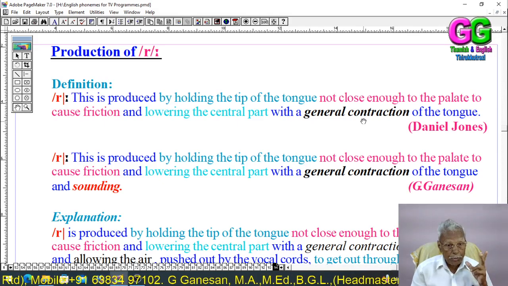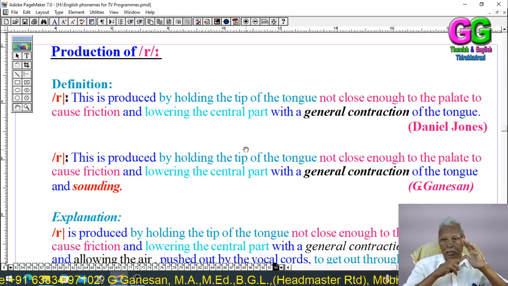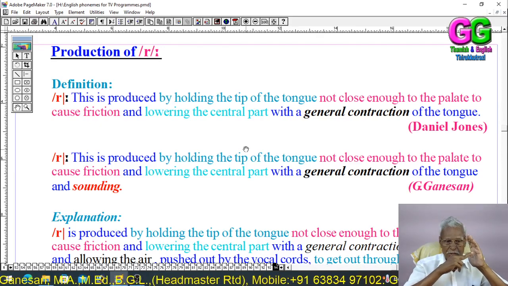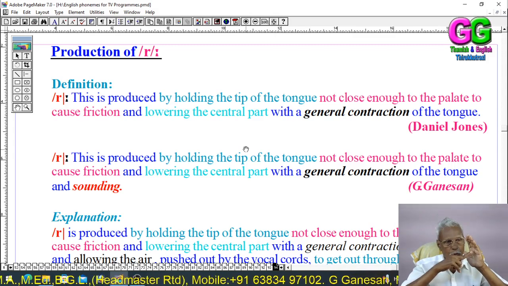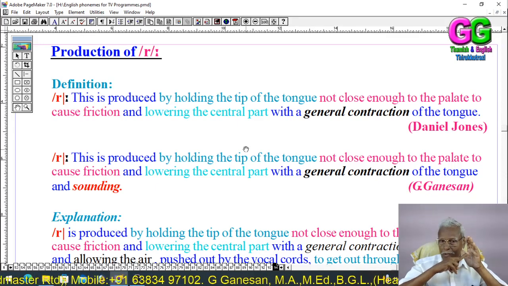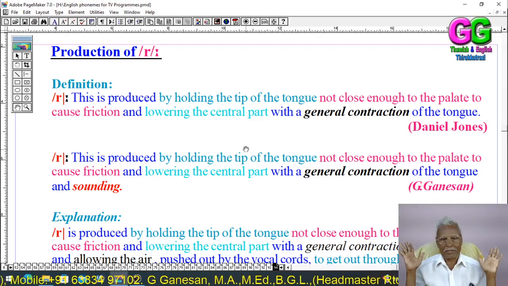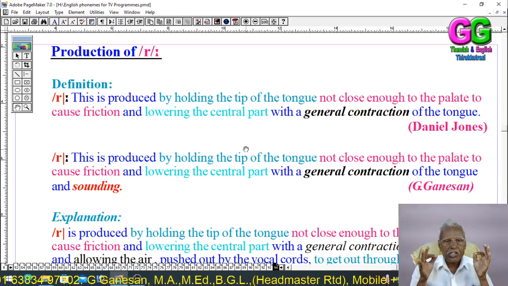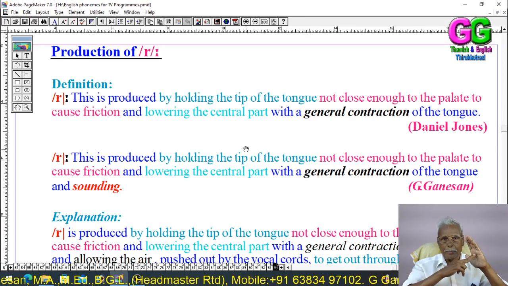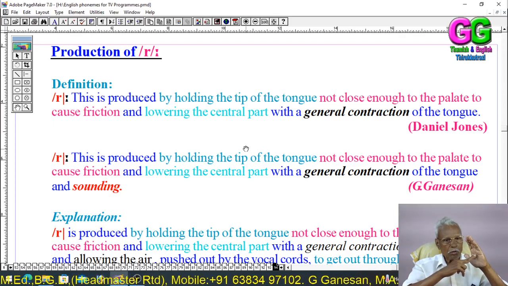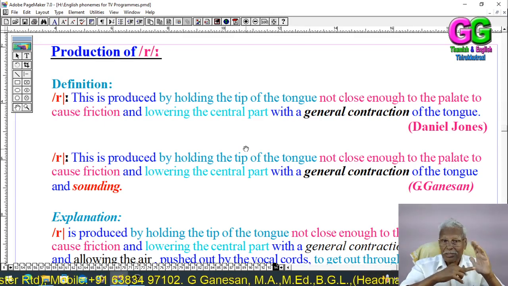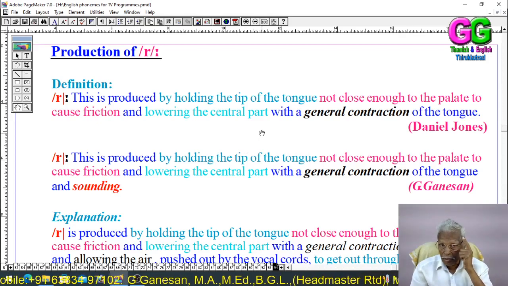That is, R is produced by holding the tip of the tongue not close enough to the palate to cause friction, and lowering the central part of the tongue, with the general contraction of the tongue. This is the definition given by Daniel Jones.